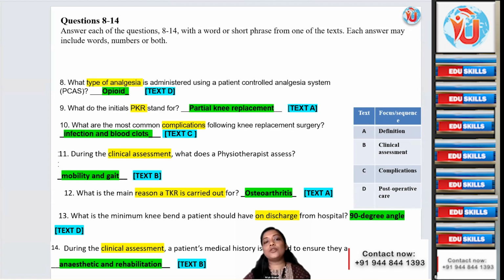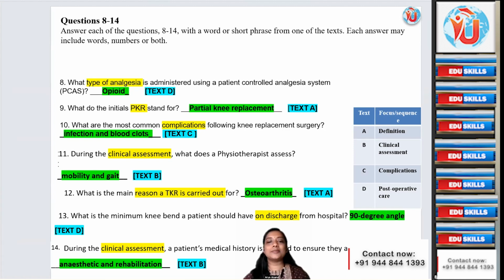So what type of analgesia is administered? Type of analgesia is the keyword here. Opioid. So what do the initials PKR stand for? Partial knee replacement. Yes, correct. Then, what are the most common complications following knee replacement surgery? Complications is the keyword here. Infection and blood clots. This is text C. Great.